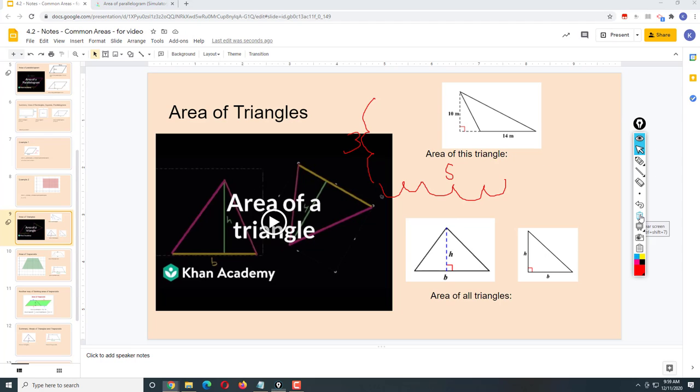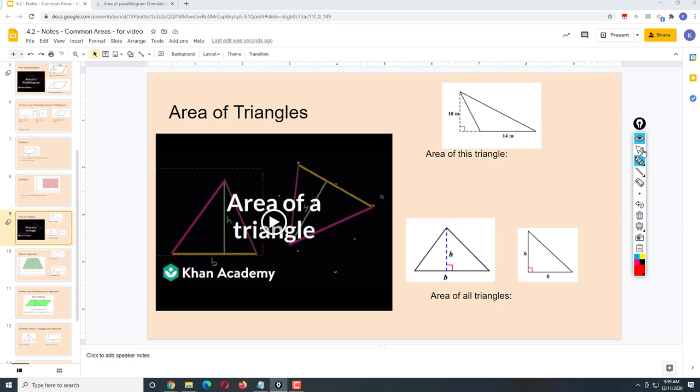Next, triangles. So we know that this parallelogram has area base times height, with this b and this h. Well, the triangle is 1/2 of the parallelogram. Triangle is 1/2 of it. So that means the area of the triangle must be base times height divided by 2.